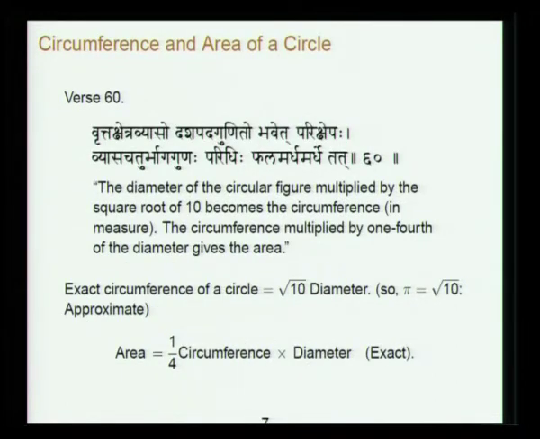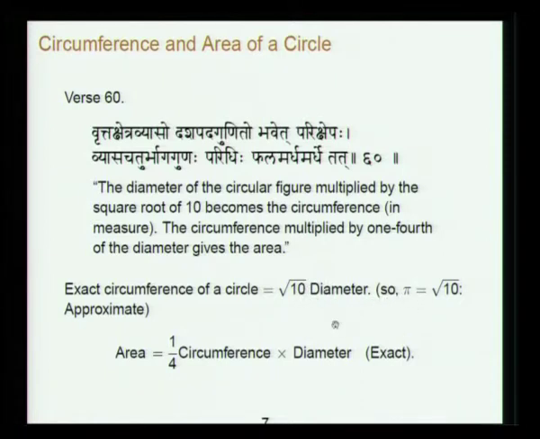Now, he goes back to the circumference and area of a circle again. So, in verse 60 he says: Vrutta Kshetra Vyaso Dashapada Gunito Bhavet Parikshepaha Vyasa Chaturbhaga Gunaha Paridhihi Phaladharma Phalam Ardha Ardhe Tat. The diameter of the circular figure multiplied by the square root of 10 becomes the circumference in measure. The circumference multiplied by 1/4 of the diameter gives the area. So, he says that the exact circumference of a circle is root 10 into diameter. So, he is taking essentially pi equal to root 10.